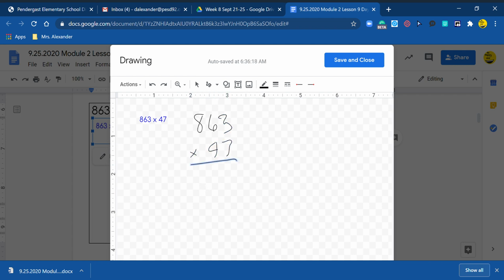Okay. So right over here, I'm going to take 863 and I'm going to multiply it by 7. I'm not going to worry about the 4 or anything like that. Remember place values. Always start in the ones, multiply ones, and work your way left. Always start with the smallest number when you're multiplying.